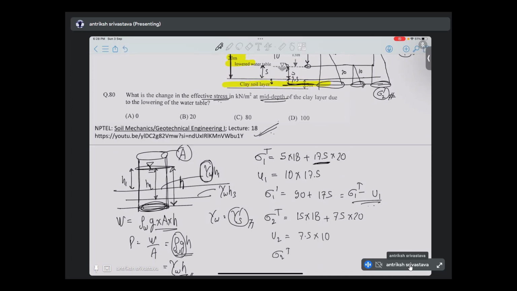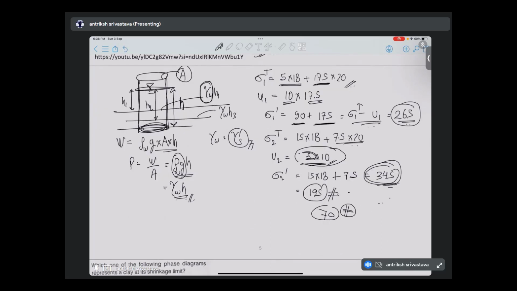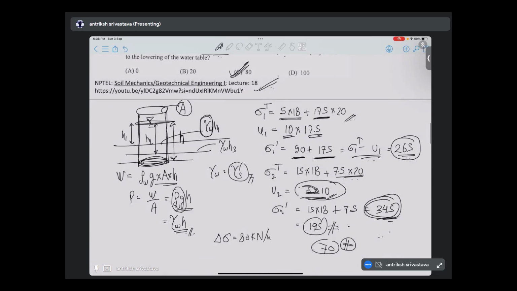So sigma 2 effective is going to be 15 into 18 minus 7.5. So what are we getting? 50. So we have our change in the effective stress as 80 kilonewton per meter square.